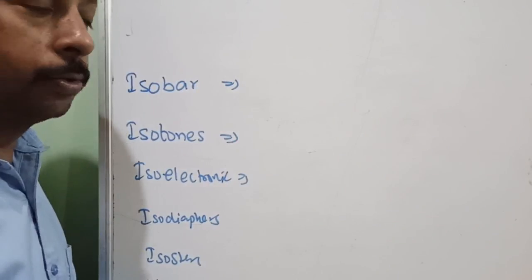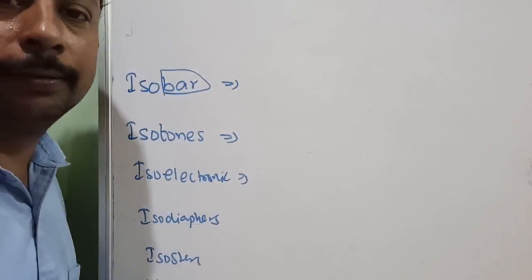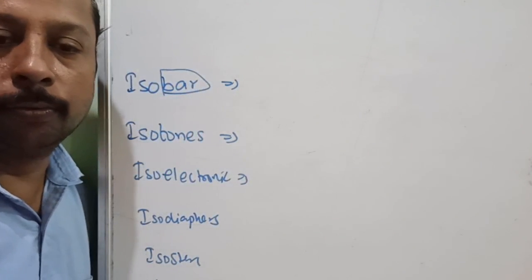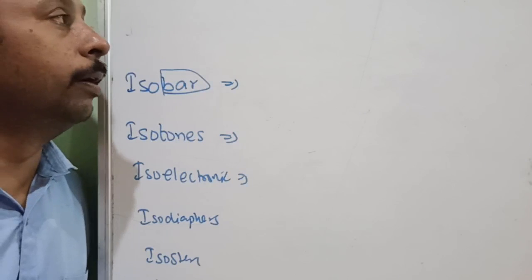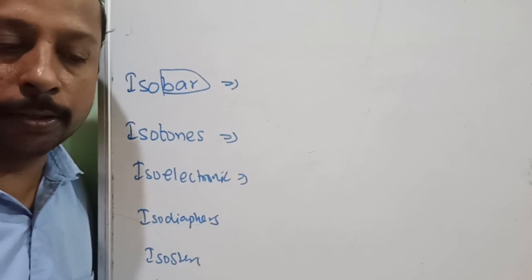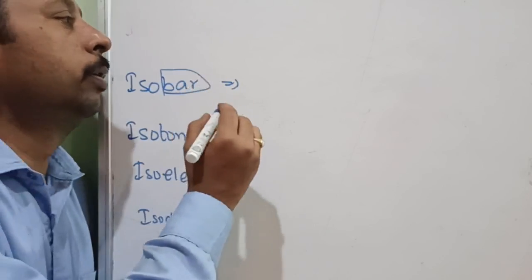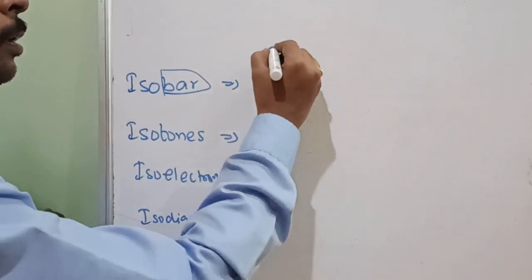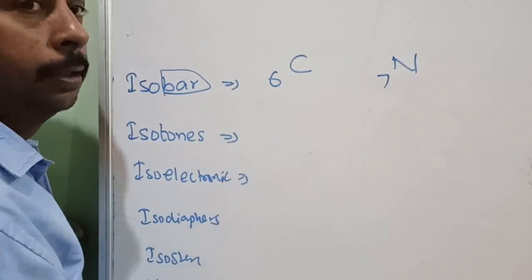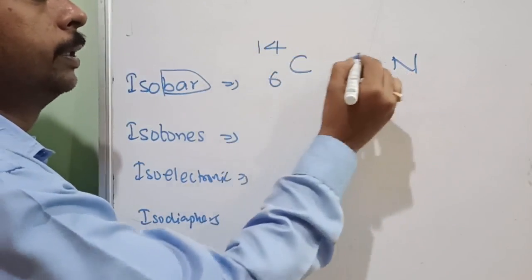Now we are going to start with isobar. Bar in Sanskrit means the mass number. Here we kept a different mass number, so here what should be the same? Bar should be the same. Isobar: atoms of different elements, like carbon and nitrogen, 6 and 7, but having the same mass number.